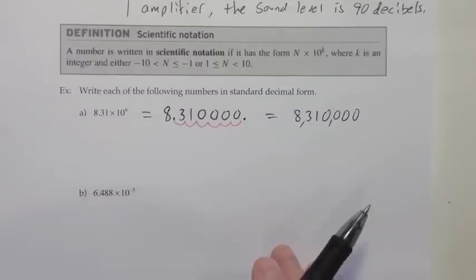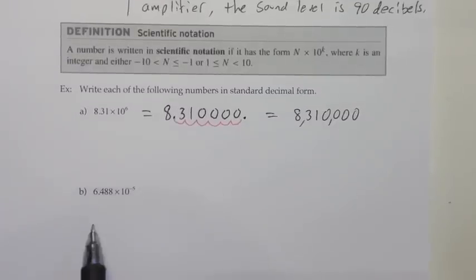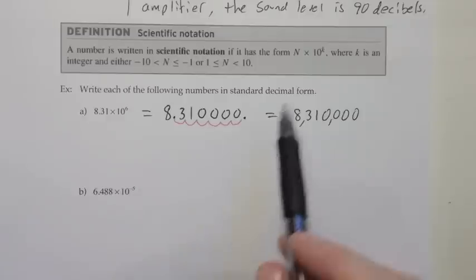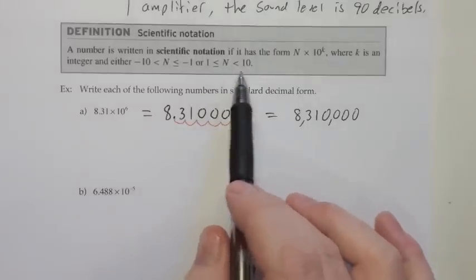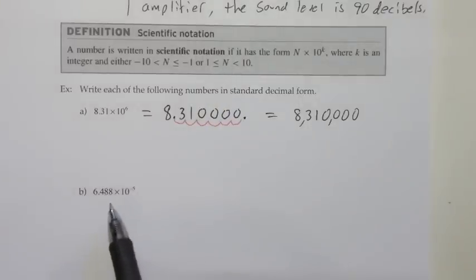Let's go ahead and look at another one. First of all, why would this be considered scientific notation? The times 10 to an integer fits the times 10 to the k piece, and the number out front, 6.488, is a number in between 1 and 10. So this would be considered scientific notation.